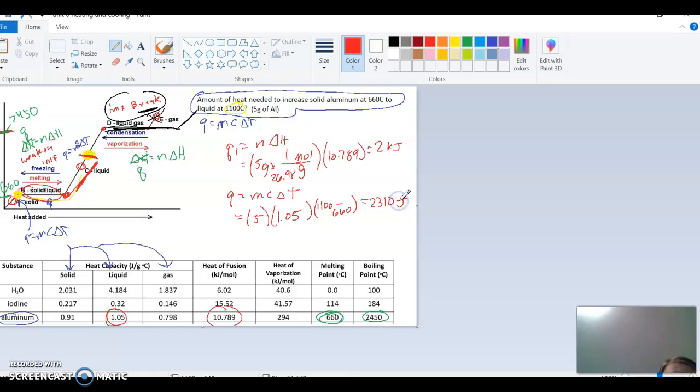but this unit is in joules, because specific heat is in joules. So that means I've got to get both of these to go together. So I'm going to convert this joules into kilojoules by going 2.31 kilojoules. My total is going to be these two added together because it goes over and up, and that's my total. So I get 4.31 kilojoules. And that's my final answer. That's how much energy I have to input in order to get solid aluminum at 660 degrees to 1100 degrees.